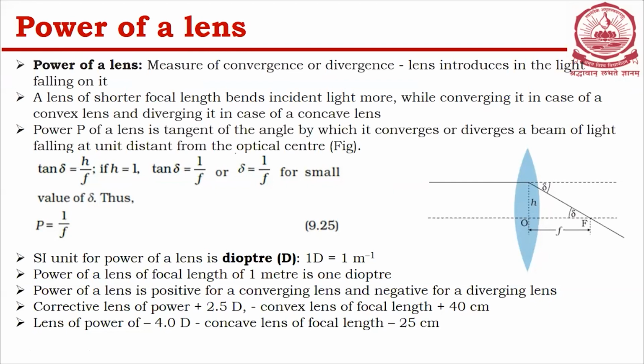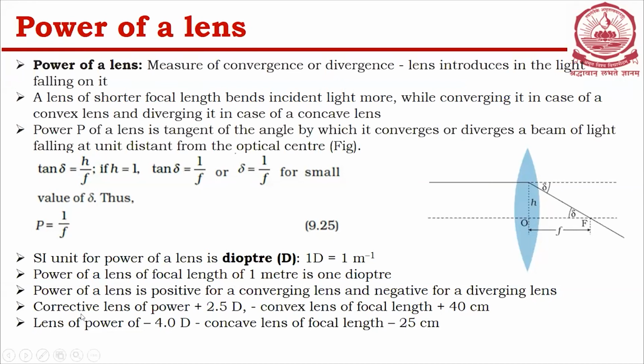The unit of power is the diopter. One diopter is 1 meter to the power minus 1. The power of a lens of focal length 1 meter is 1 diopter. The power of a lens is positive for a converging lens and negative for a diverging lens. This is what you apply for your eyes.